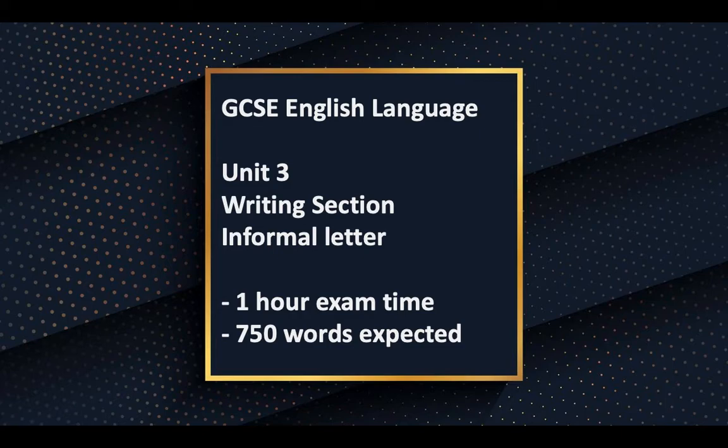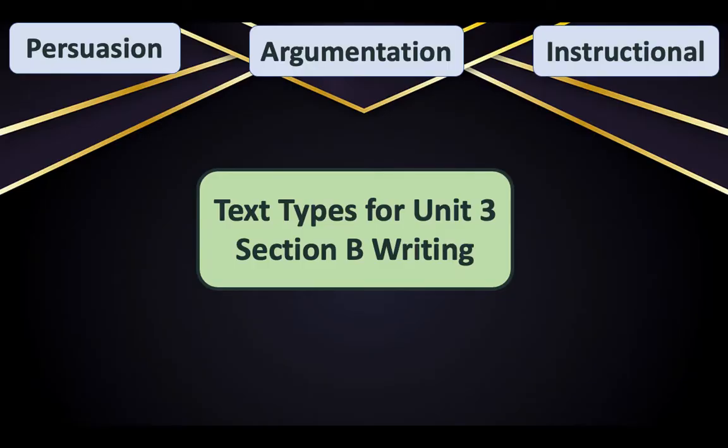Today's video is about informal letter writing. It is one of the write-in tasks for Unit 3 WJEC GCSE English Language. In an exam condition, you will have 1 hour to complete this task, and we're expecting around 750 words, about 2 sides of A4, perhaps tipping onto 3 depending on the size of your individual handwriting.